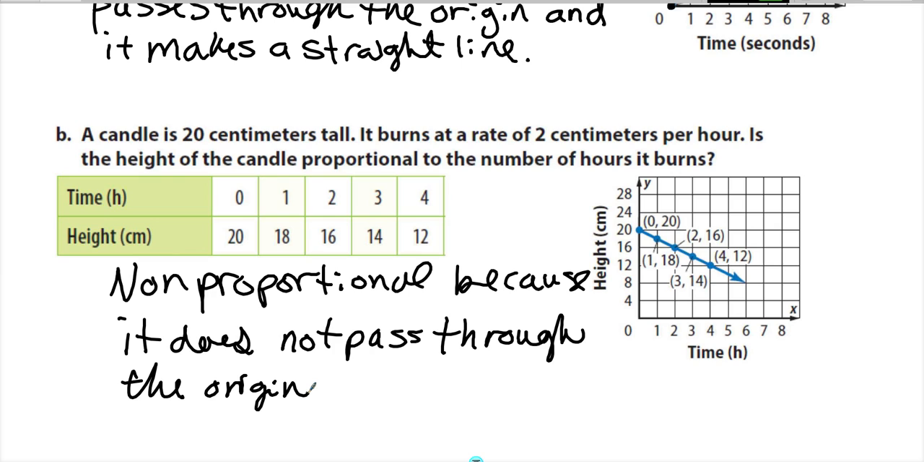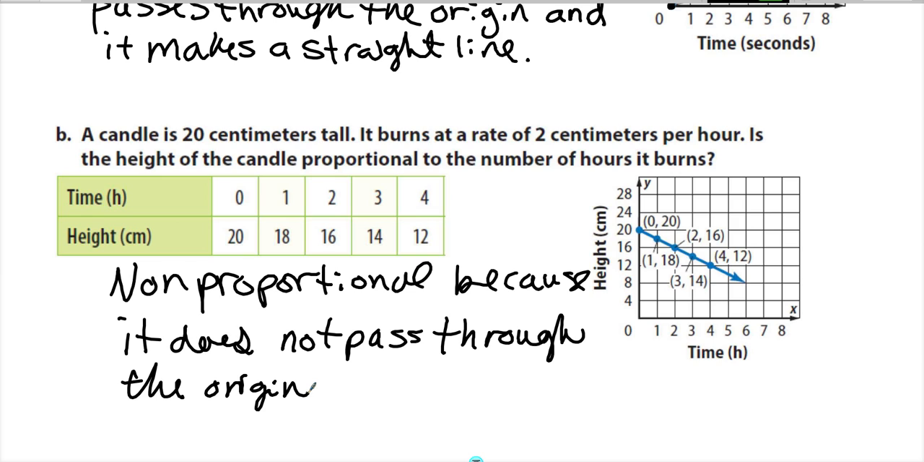There could also be the other way, which would be it could have passed through the origin, but maybe it's not a straight line. So there's not one exact answer every single time. You just have to say which one it doesn't do. Now, if it doesn't do both, then you'll have to say both as well. All right, so if for some reason it didn't pass through the origin and it wasn't a straight line, then you would state both. All right, so just tell me specifically why it did not work. So it's not proportional because, and then tell me which one or two caused it to not be proportional.